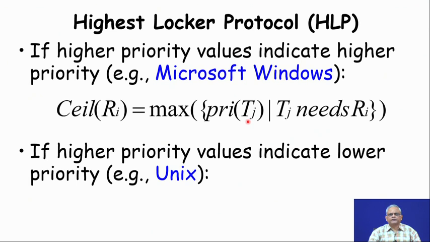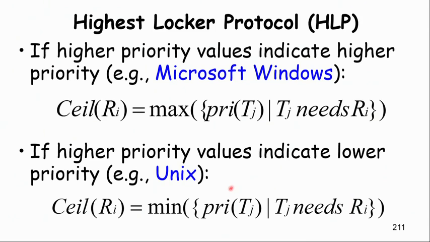T10 is higher priority than T5 or T1, whereas in Unix and the Unix derivative operating systems, exactly the reverse is the convention. A lower priority value indicates higher priority, and a higher priority value indicates lower priority. So, if a resource is used by 3 tasks T2, T5 and T8, then the ceiling value will become 2, because 2 is the highest priority, whereas in Windows based operating systems, it will become 8, and that is why we have been using these two different conventions.